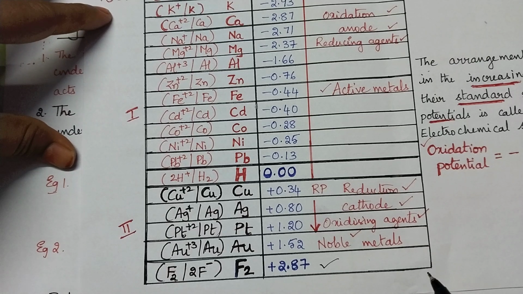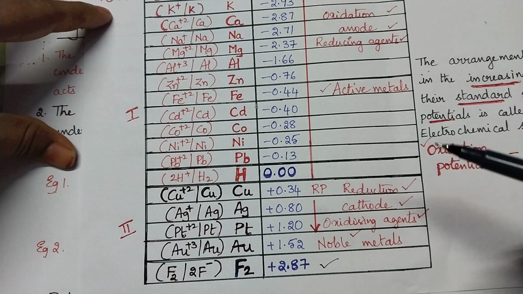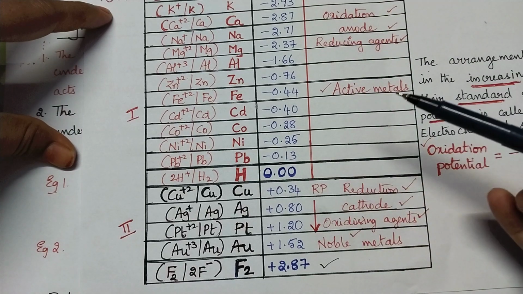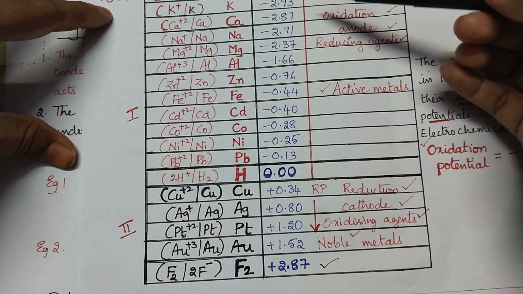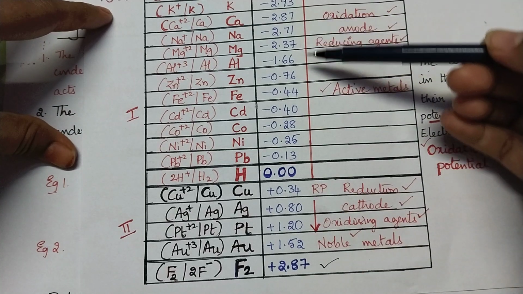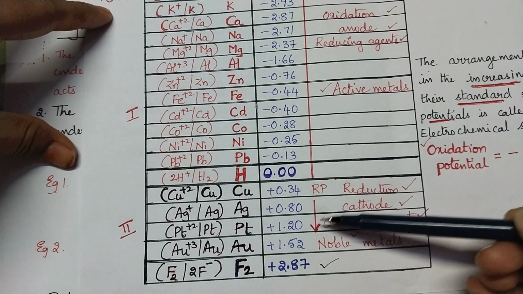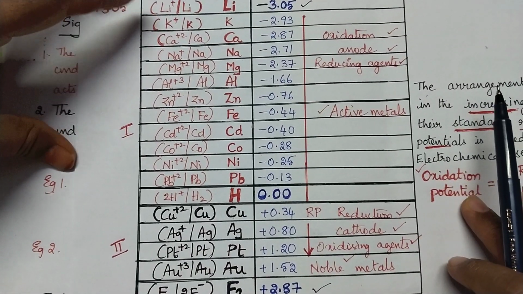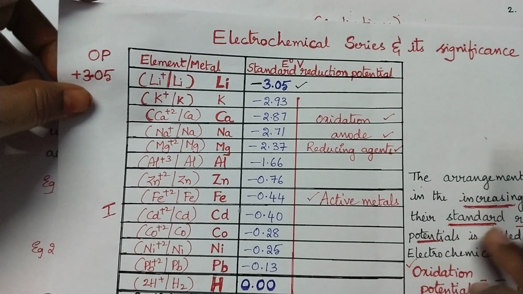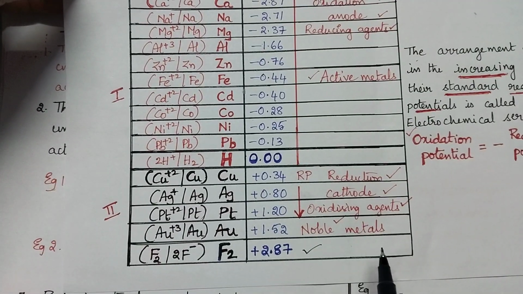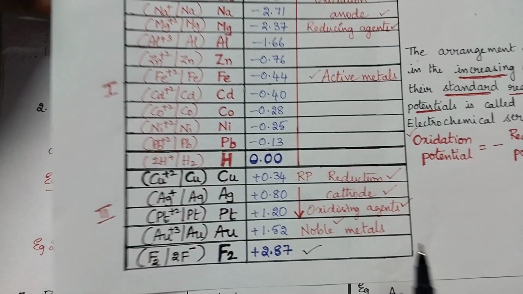Is it clear, students? So, as we move from top to bottom of the electrochemical series, the reducing power decreases, whereas the oxidizing power increases. That means lithium is the strongest reducing agent, whereas fluorine is the strongest oxidizing agent. Clear, students?